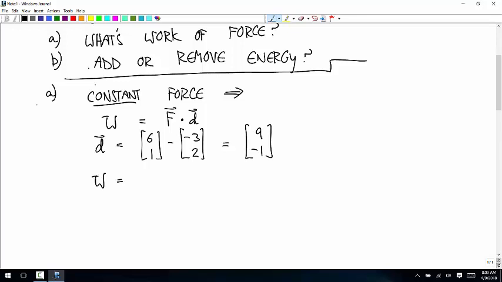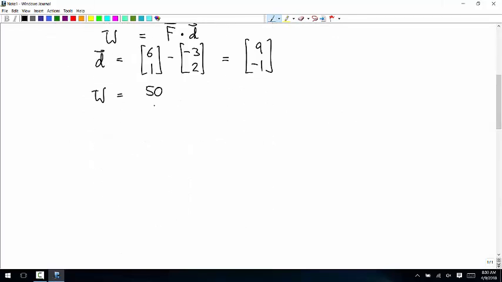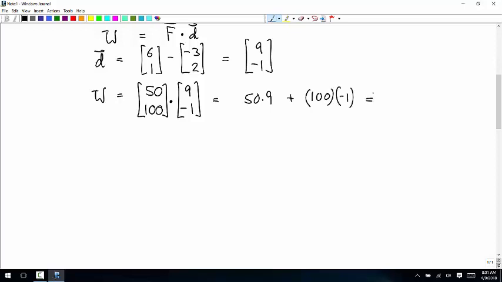And so the work is, what was it, 50, 100 dotted with 9, -1. And that's 50 times 9 plus 100 times -1, which is 450 minus 100, so 350. And if distances are meters and force is newtons, what are the units? Newton meters, which is joules, yep.